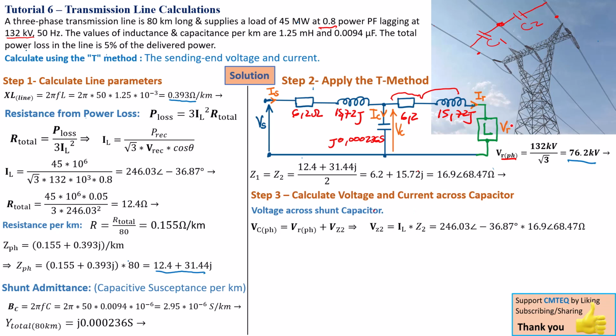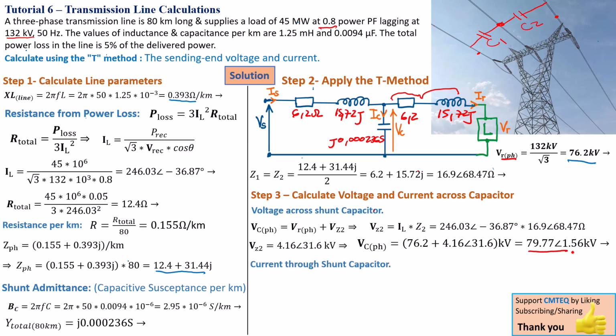Since IL here is the same current that is flowing in there, we can basically compute VZ2, and that is equal to 4.16 kilovolt with an angle of 31.6, and we can go ahead and add with 76.2 to get our VC per phase, the voltage across the shunt capacitance, and that is basically equal to 79.77 kilovolt. Now we're moving on to calculate the current through the same shunt capacitance.